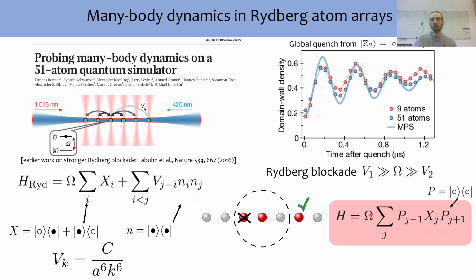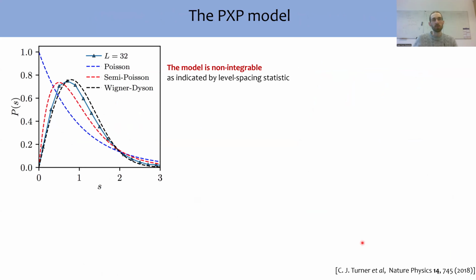And this omega here is now the only parameter, so I just set it to 1 because there's no need to keep it for simplicity. And so now that we have this simple model, we can look at its properties, and people did that after the experiment. So we can look at level statistics, and things look like Wigner-Dyson. So the system is non-integrable. There's no hidden symmetry or any kind of that thing.